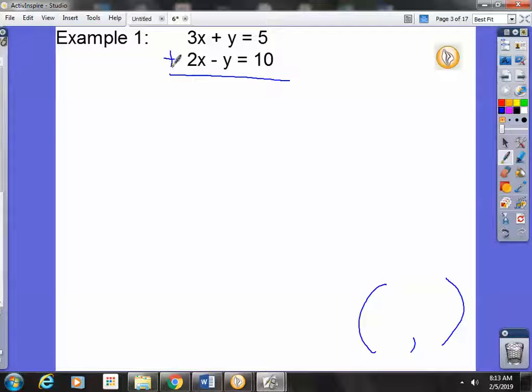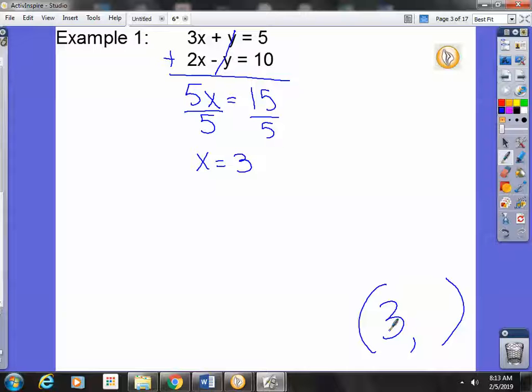I'm going to add them vertically, up and down. I'm going to add the x's, I'm going to add the y's, I'm going to add the constants. They all have to be lined up. Now when I add the y's, aren't they going to cancel out? They're going to add to 0. And I want that to happen in elimination. When I add the x's, 3x plus 2x, I get 5x. And then add the constants, I get 15. Now I have an equation with only x's, correct? I can solve. How would you solve this equation? Divide by 5, so x is 3. The x coordinate is 3.